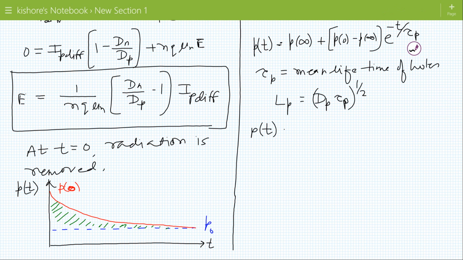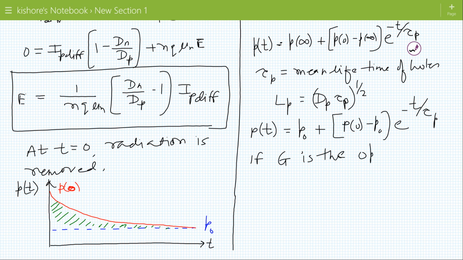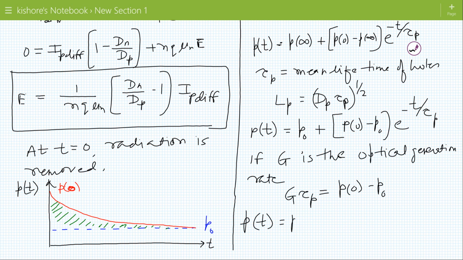So the expression for concentration of holes is P naught plus P of 0 minus P naught e to the power minus t by tau P. If G is the generation rate, optical generation rate, then G into tau P is P naught minus P0, that is the excess minority charge carrier concentration. So this P of t is P naught plus G tau P e to the power minus t by tau P.